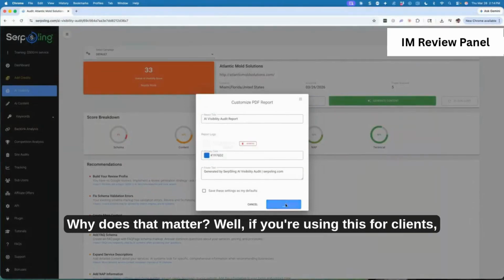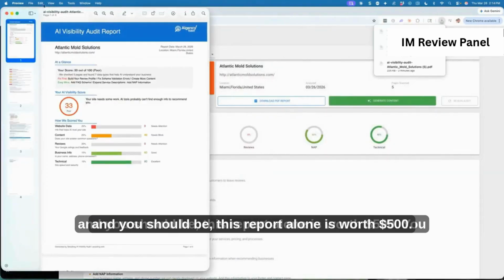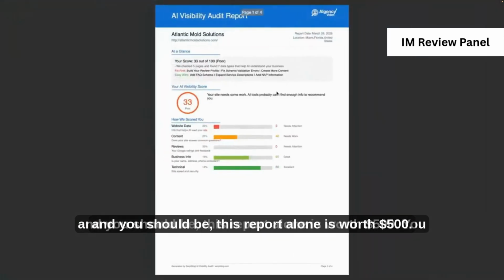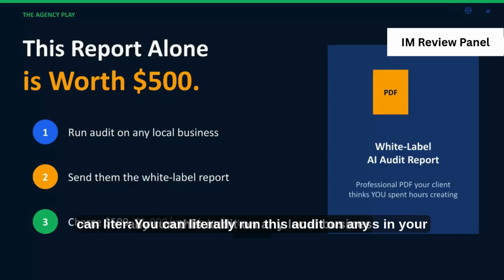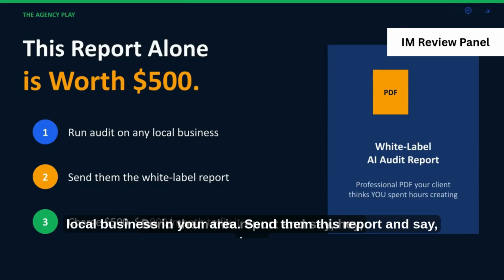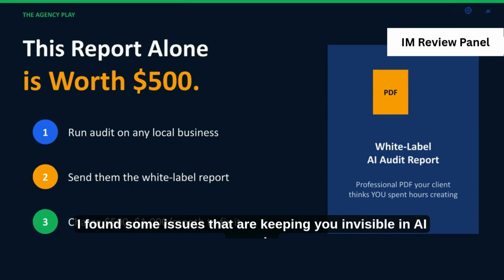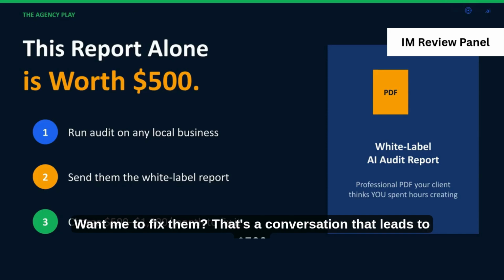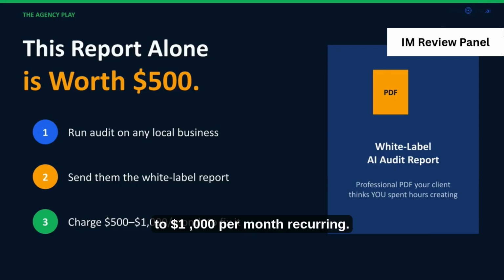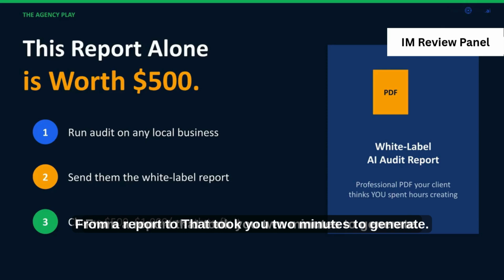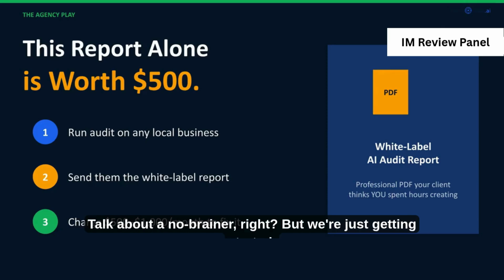Why does that matter? Well, if you're using this for clients, and you should be, this report alone is worth $500. You can literally run this audit on any local business in your area. Send them this report and say, hey, I found some issues that are keeping you invisible in AI search. Want me to fix them? That's a conversation that leads to $500 to $1,000 per month recurring. From a report that took you 2 minutes to generate. Talk about a no-brainer, right? But we're just getting started.